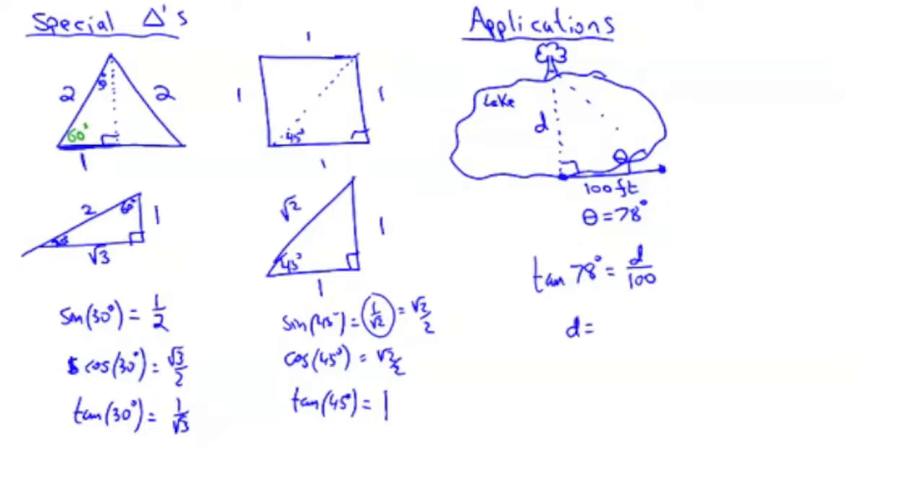So D equals 100 times tangent of 78 degrees. Now, be careful. Your calculator has to be in degree mode for this thing to work out. So you just type it in, 100 tangent 78, it equals. You get an approximate answer. Literally, just type in 100, hit the tangent button, 78.